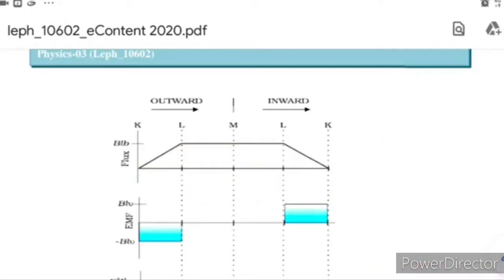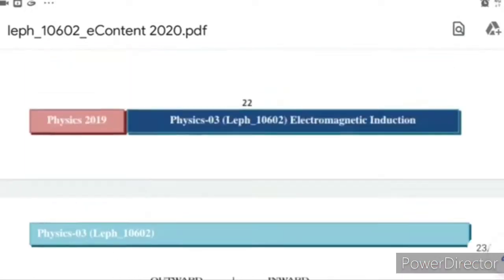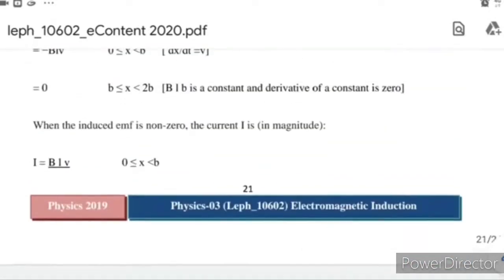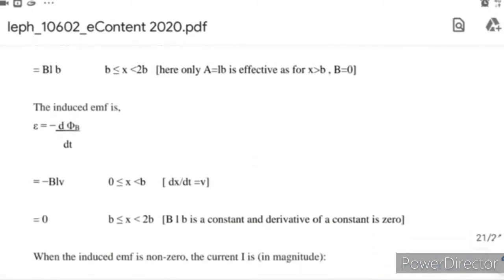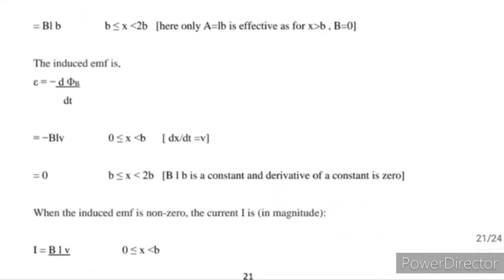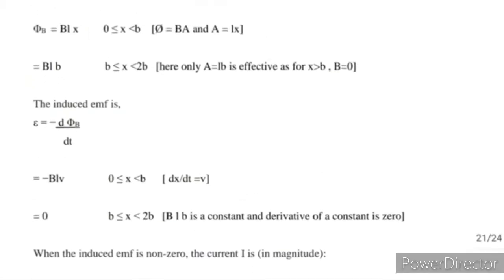Now we will discuss the case with the EMF. First we discussed the flux, and after that we are discussing induced EMF. You know what the expression for induced EMF is? Induced EMF epsilon is equal to minus d by dt of phi B. And you know phi B is BLx for the range.